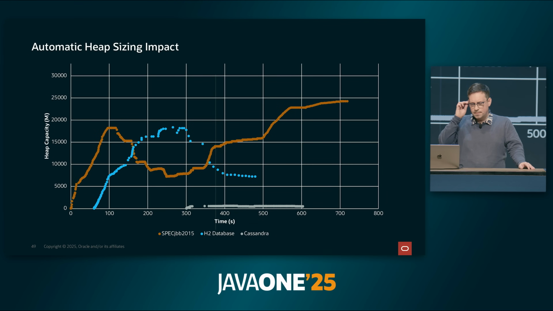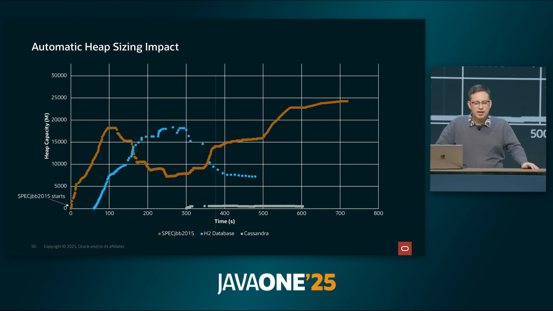In fact, I think it's worth looking at this example that shows how this works in practice. Here we have 3 applications running, and on the y-axis, we have plotted the heap capacity being used, while on the x-axis, we have time in seconds. There are 3 applications, SpecJBB 2015 running at some fairly high injection rate, and then there's an H2 database application that uses a bunch of memory, and there's a Cassandra application as well.